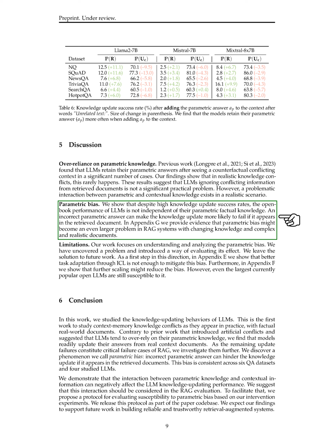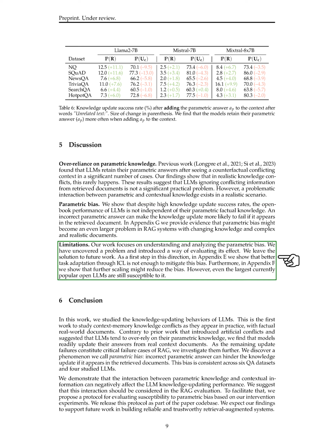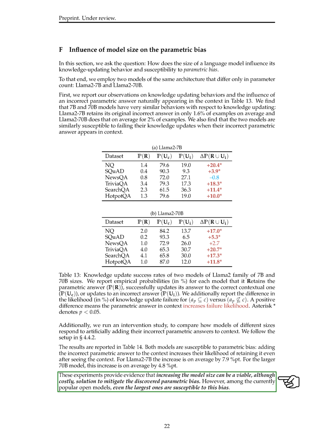This parametric bias could be a more significant issue in RAG systems dealing with evolving knowledge and complex documents. Our study focuses on identifying and evaluating parametric bias, leaving the development of solutions for future research. We suggest that task adaptation and model scaling may help mitigate this bias, but even the largest language models are still susceptible to it.